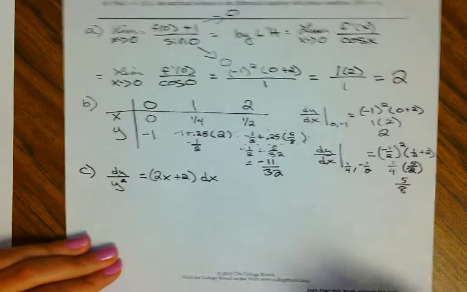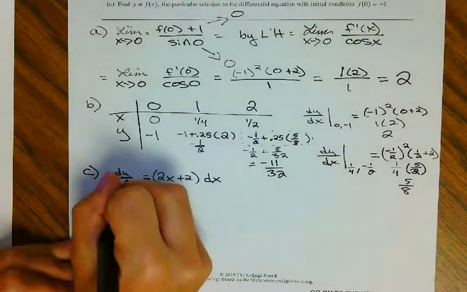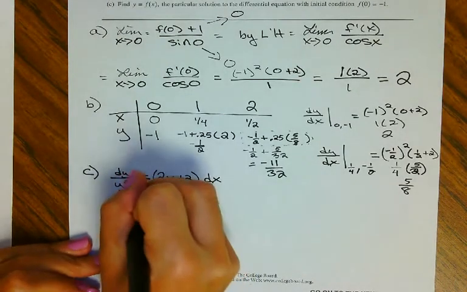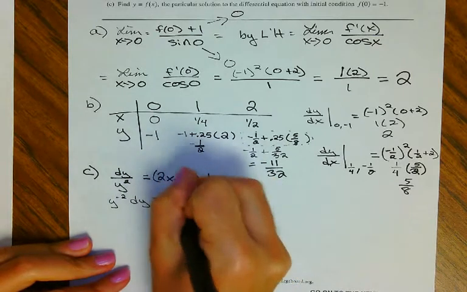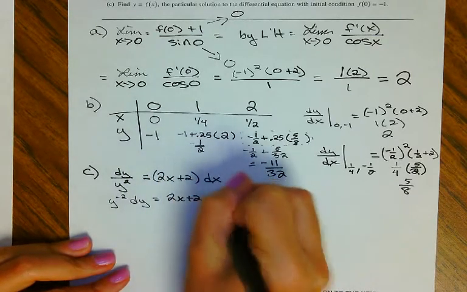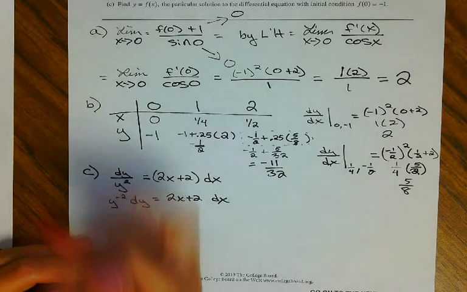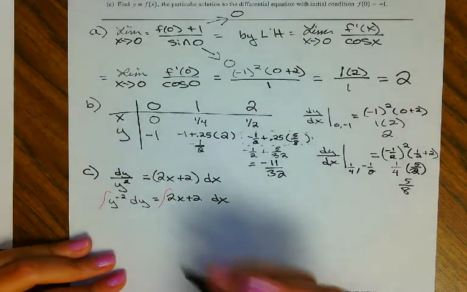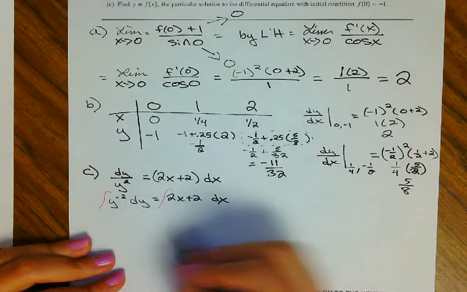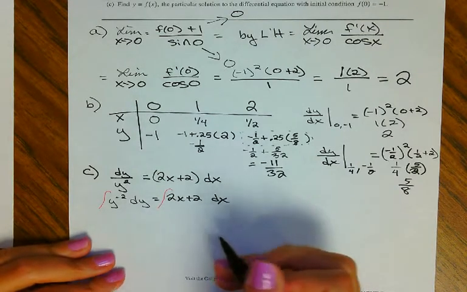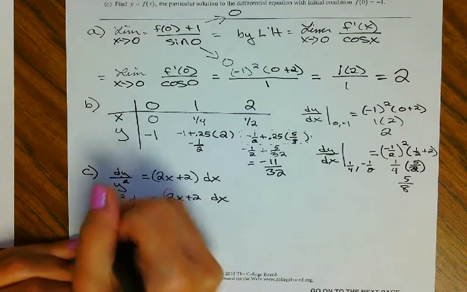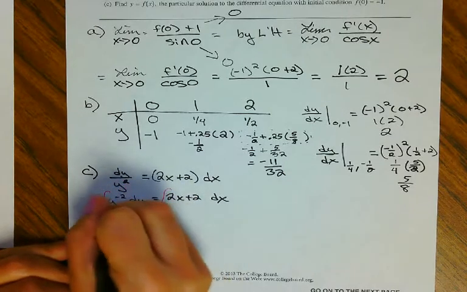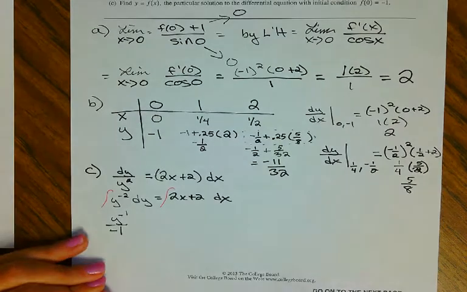And now your goal is to integrate. But before I would integrate, I might rewrite this as y to the negative 2 dy equals 2x plus 2 dx. And now you're going to integrate both sides. So we're going to integrate this and integrate that. I'm integrating the left-hand side with respect to y, and the right-hand side with respect to x. So add 1 to the exponent, divide by that number. Add 1 to the exponent, divide by that number.